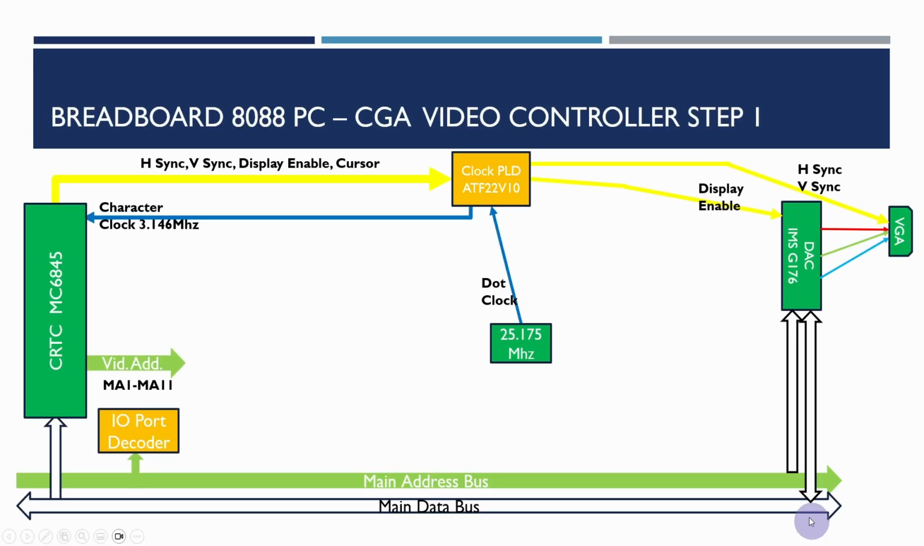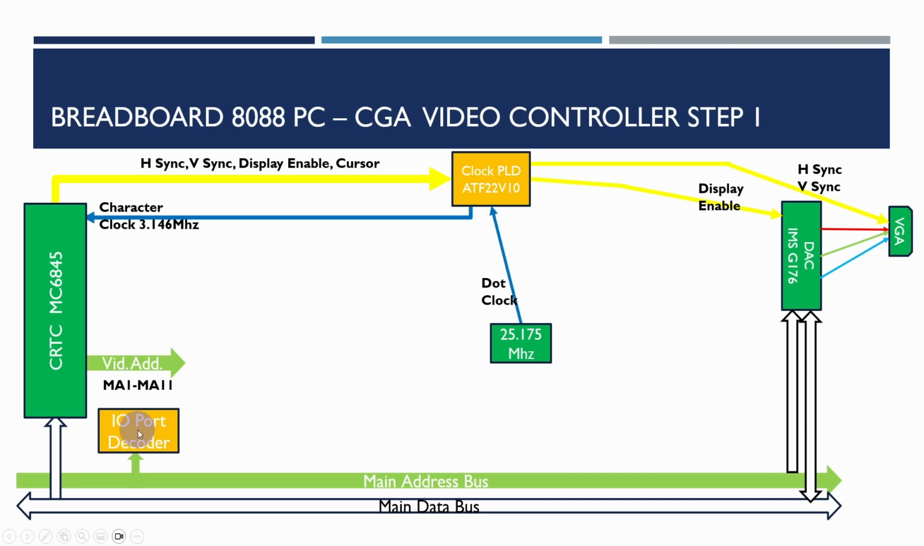So block diagram here, what I've done is I've taken out all the bits which are not necessary. To start with, we're going to be connecting up the cathode ray tube controller chip. This is the Hitachi equivalent of the 6845. We're going to have the 25.175 megahertz dot clock. That's the VGA dot clock frequency, which is then divided by 8 to produce the character clock, which is about 3.1 megahertz.